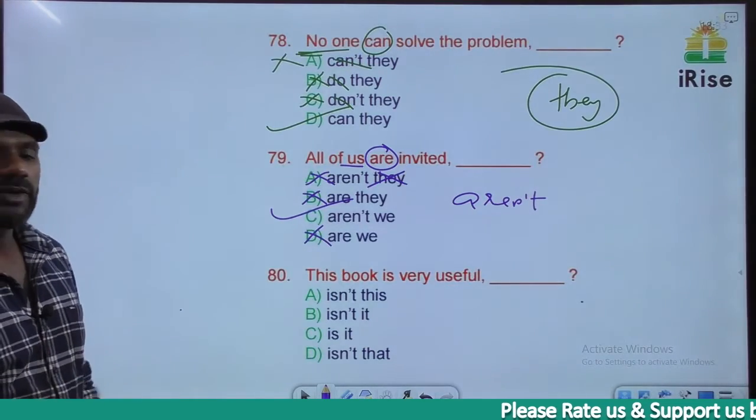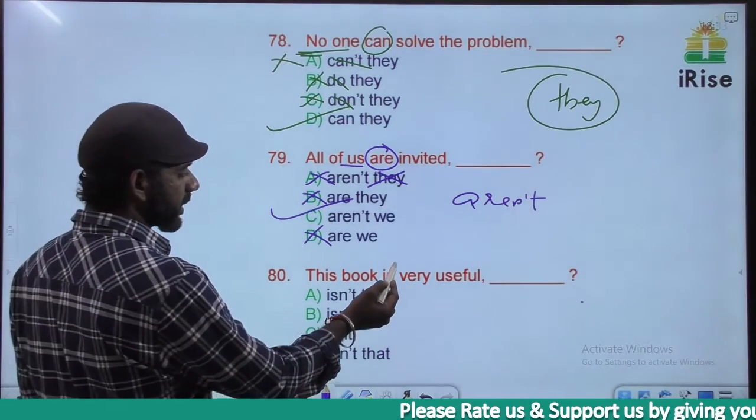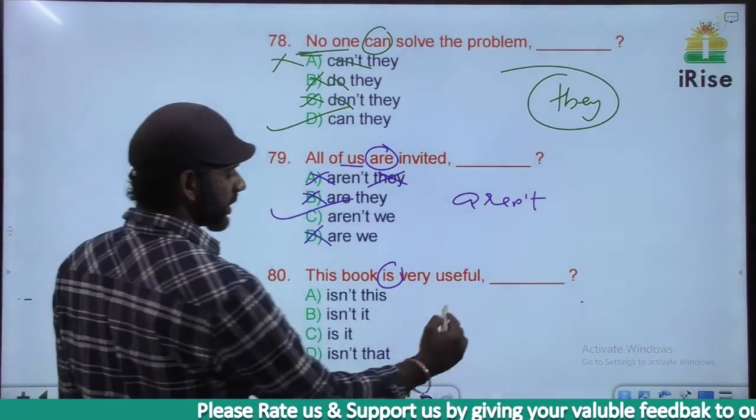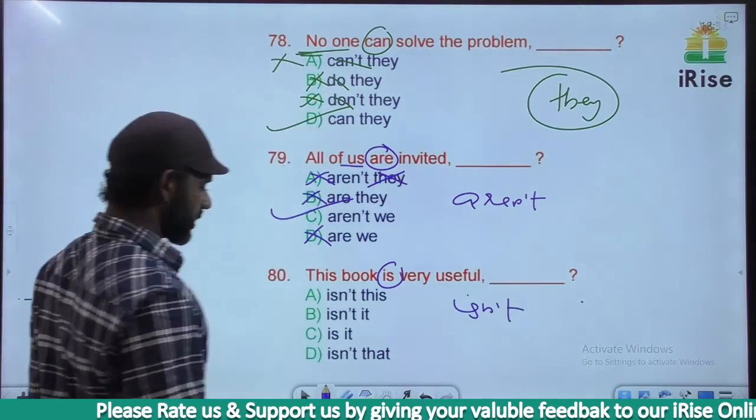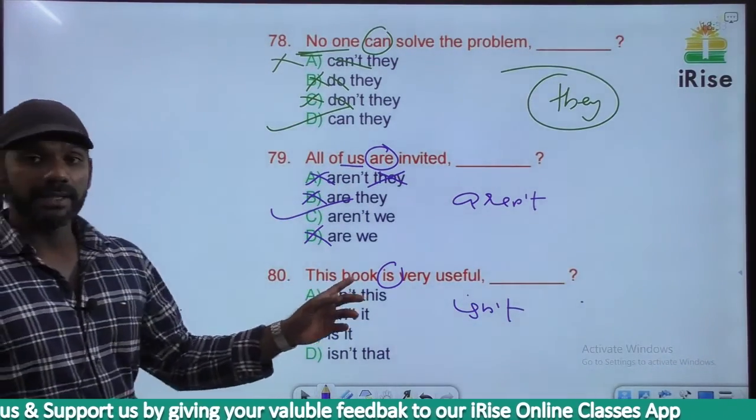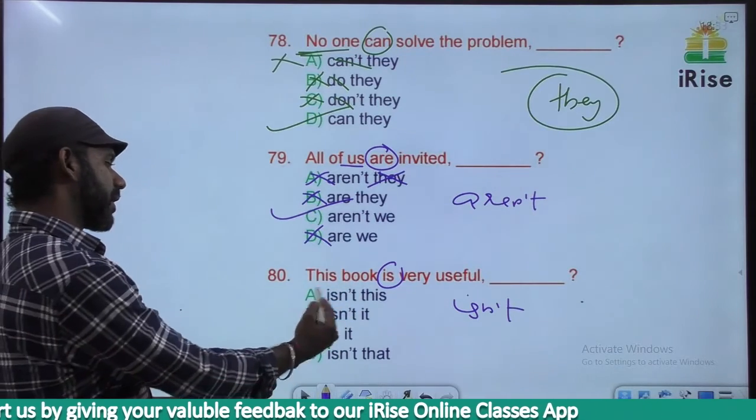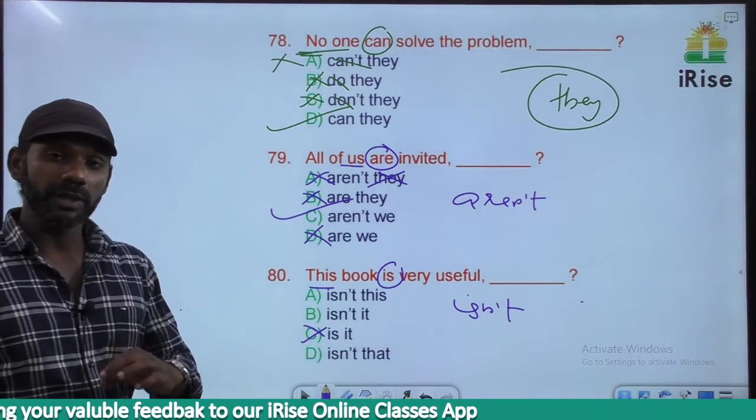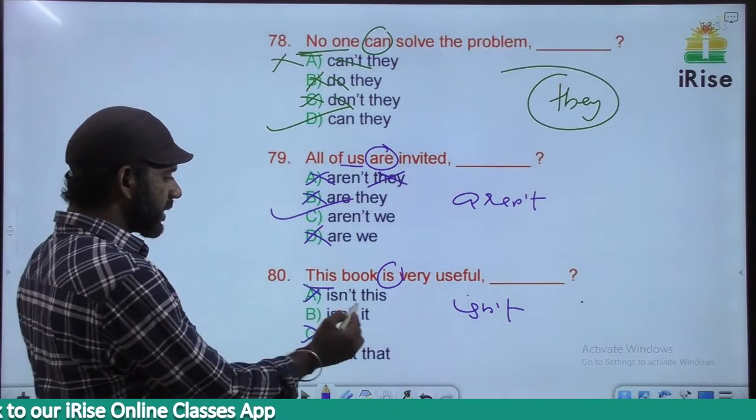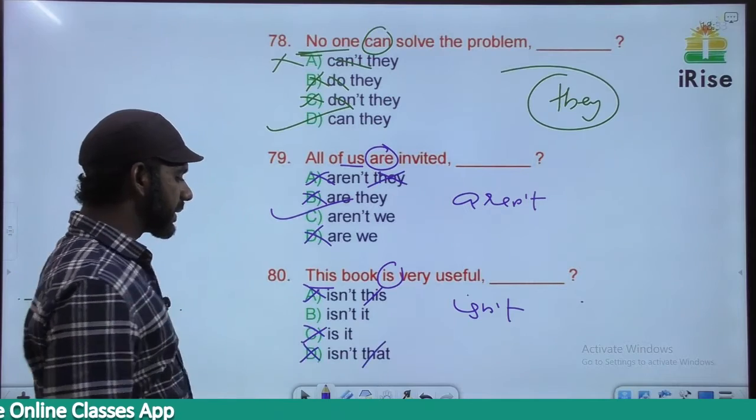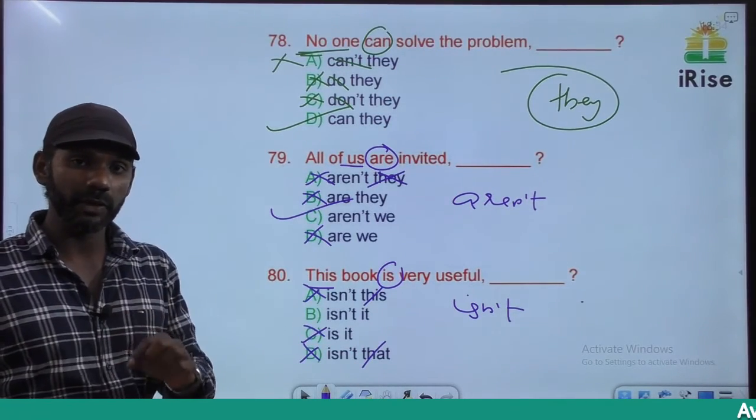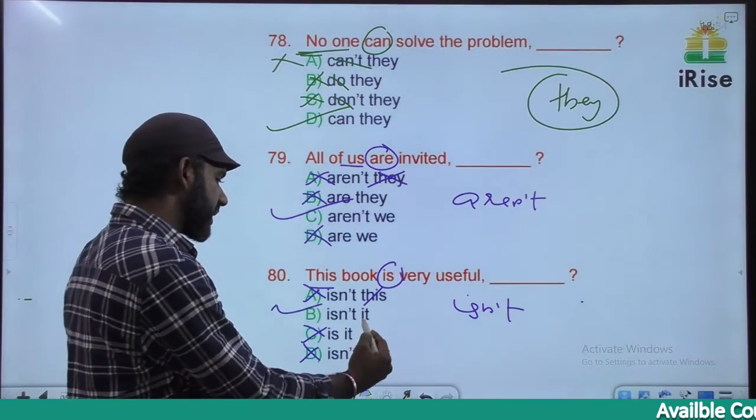This book is very useful. The auxiliary verb here is. No negative term, so the tag must be negative. So in the tag it must be isn't. So C is gone. The subject here is this book. This is a demonstrative pronoun. The pronoun that we go for in the tag must be in the subjective form. Based on that, A is eliminated. This and that are demonstrative pronouns, and we need a subjective pronoun in the tag. The answer must be option B, isn't it?